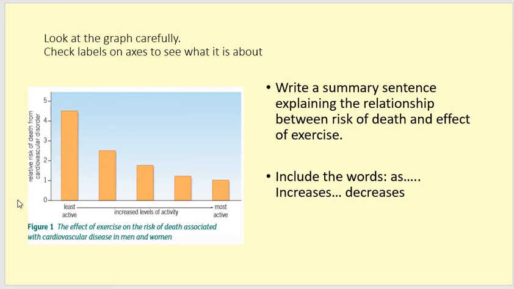Cardio means heart, vascular means veins. Increased levels of activity. So least active, more active. Lowest risk, highest risk. Write a summary sentence to explain the relationship between the risk of death and the effect of exercise. Include the words increases and decreases and as. As shows you a relationship. Increases and decreases explain what those relationships are. Probably got about half the sentence written there for you already. You might need to pause the slides here while you do it.